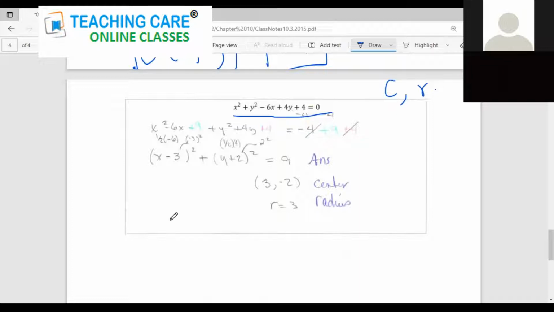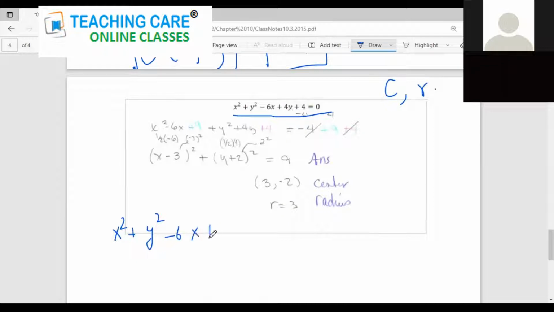Okay, see. I think I have a space here. I will start from here. x squared plus y squared minus 6 times x plus 4 times y. I don't think any other constant term is here. Only -4. I will take it to the right hand side. That's what they have done here. Okay, fine. Let's group the x terms together and the y terms together.